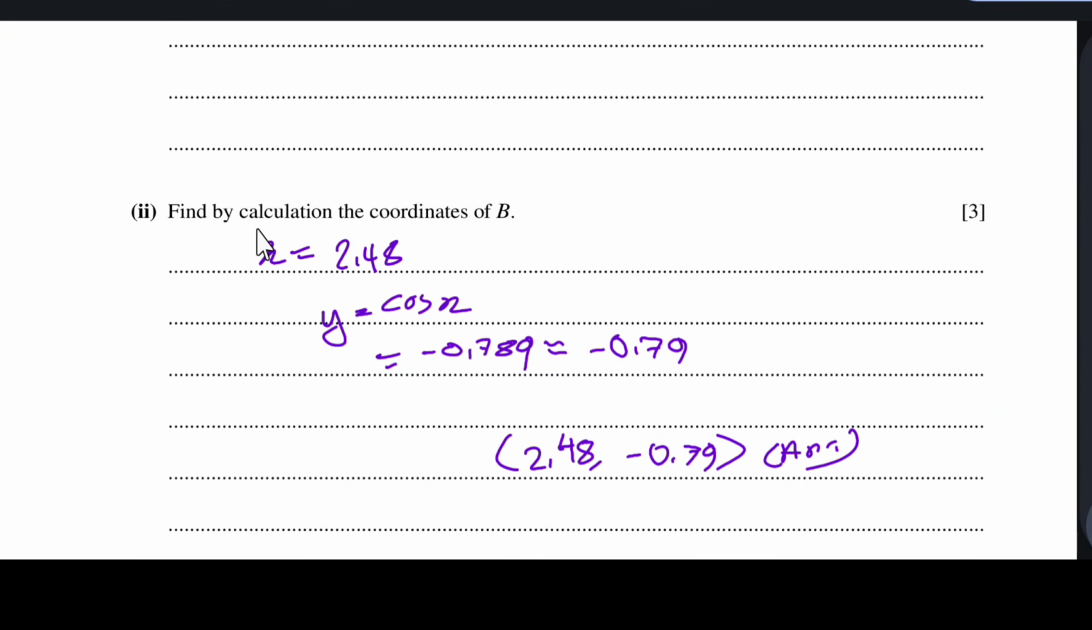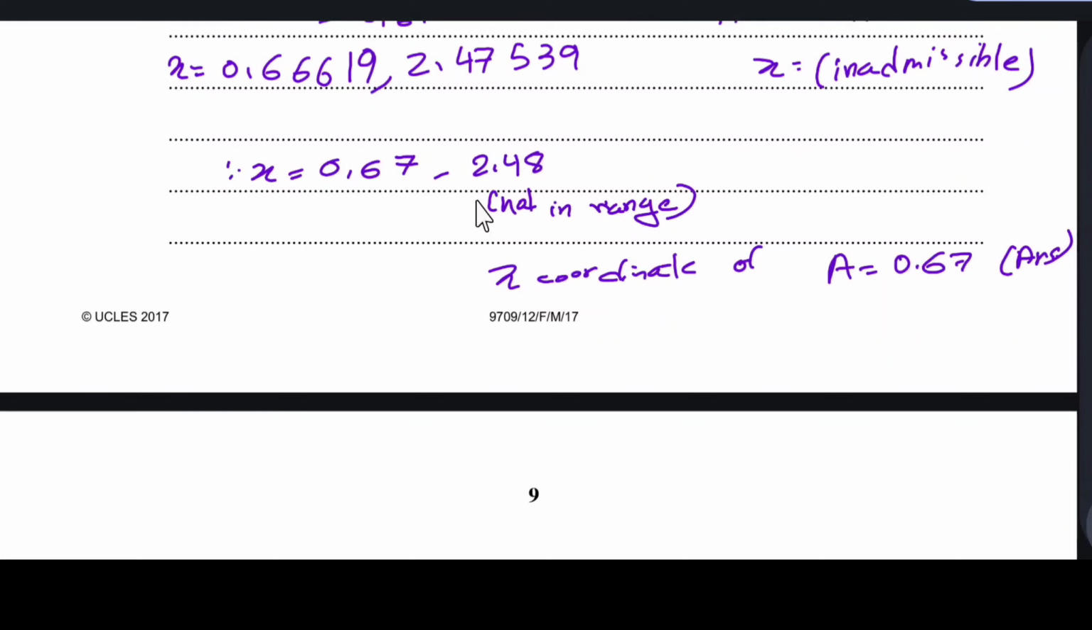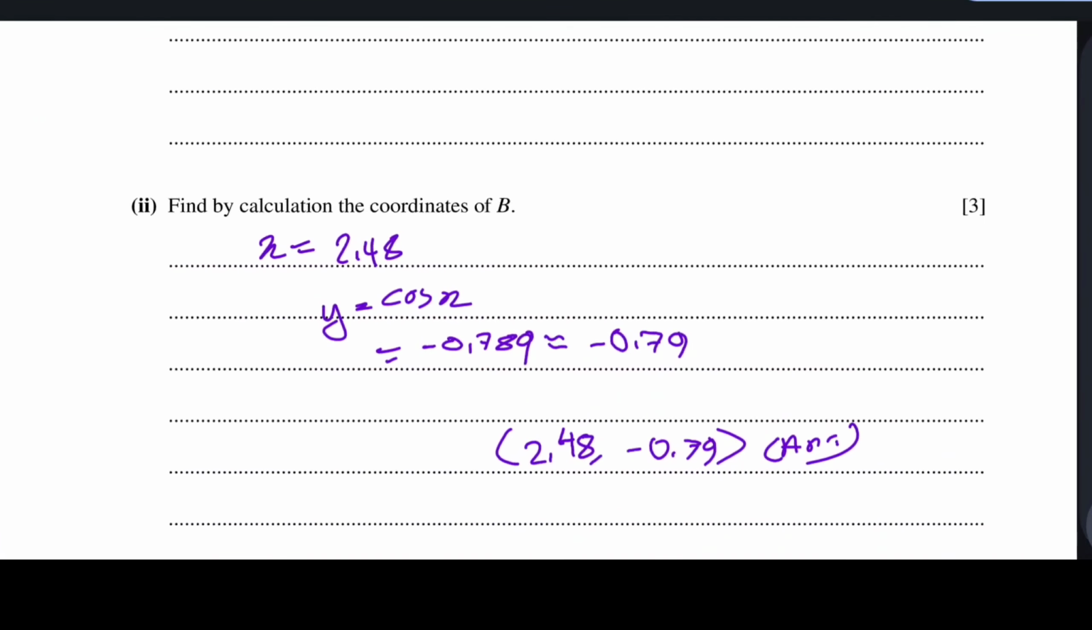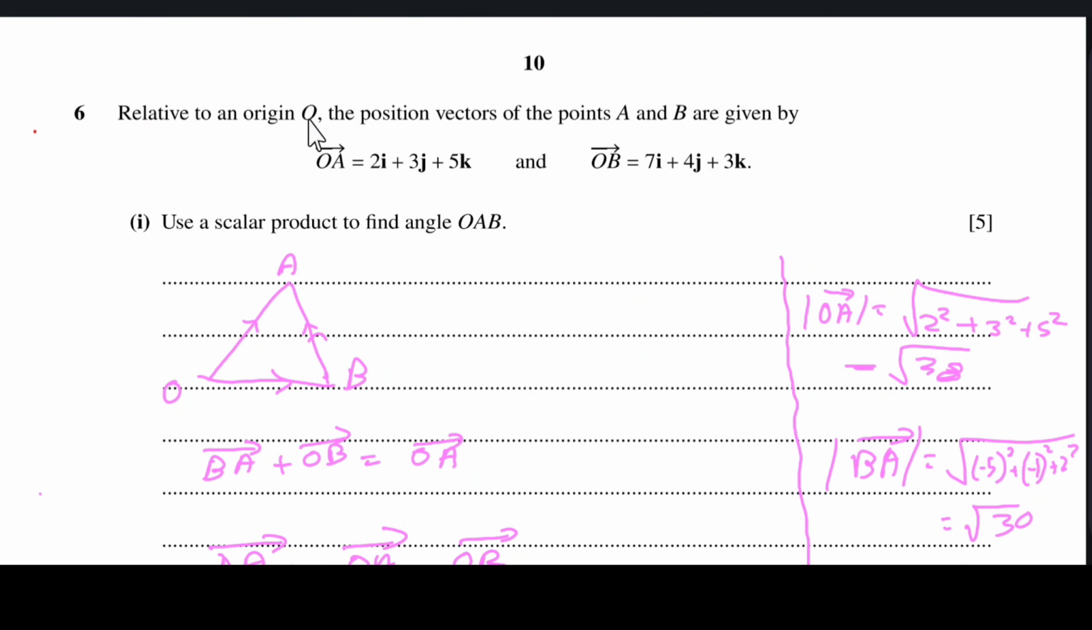Then we need to find by calculation the coordinates of B. We know the x coordinate is 2.48, and we can use either the equation of cos x or tan x to find the y coordinate and give our answer. With origin O, the position vectors of A and B are given by OA and OB.